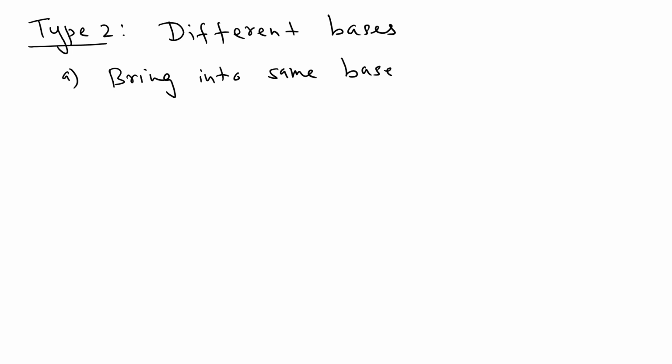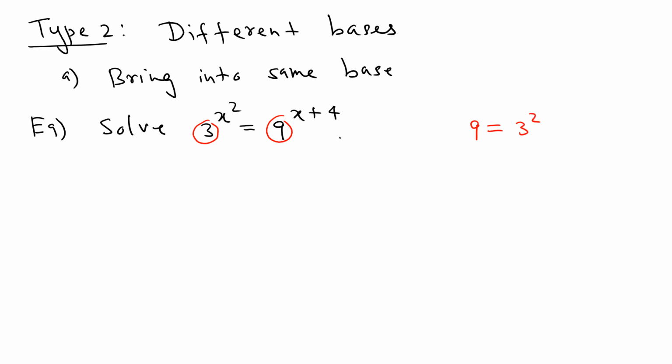So let's look at this problem. Solve 3 to the x squared equal 9 to the x plus 4. If you look at this problem, you can see that they have different bases. Even though they have different bases, there's an interesting relation here. We know that 9 equals 3 squared. So we can use that fact now, and rewrite 9 as 3 squared.